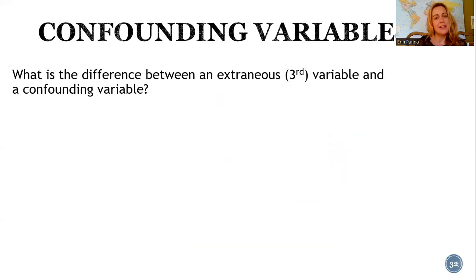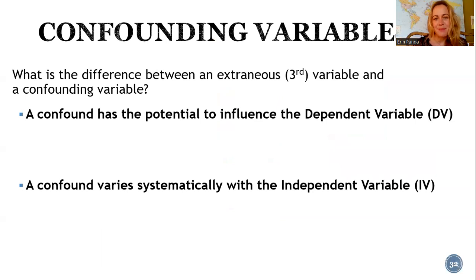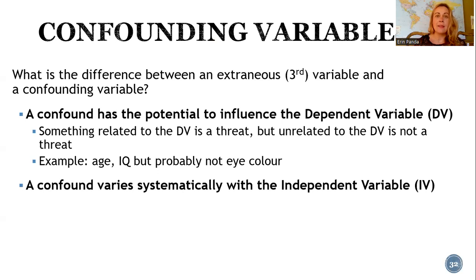So this raises the question of what exactly is a confound and how does it differ from any other extraneous or third variable? Well, that is a great question. A confound is a special kind of third variable that has the potential to influence the dependent variable, and also it varies systematically with the independent variable. So if we take our example from before, math is our dependent variable. So anything that could impact math abilities could have the potential to be a confound. So the age of the participants, their IQ, for example, but probably not their eye color or their shoe size.